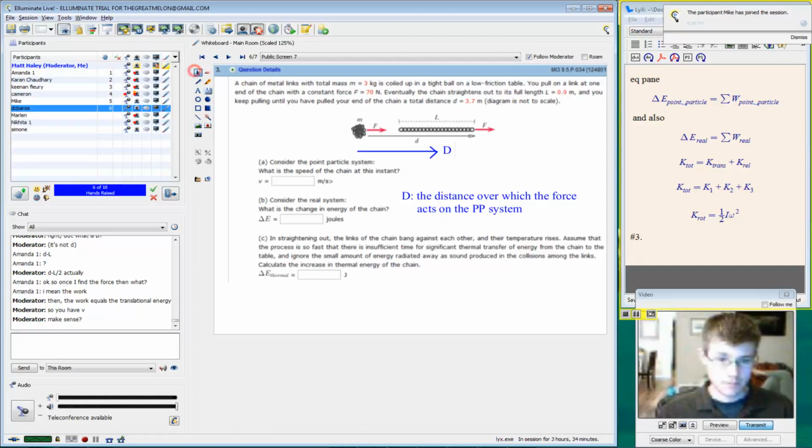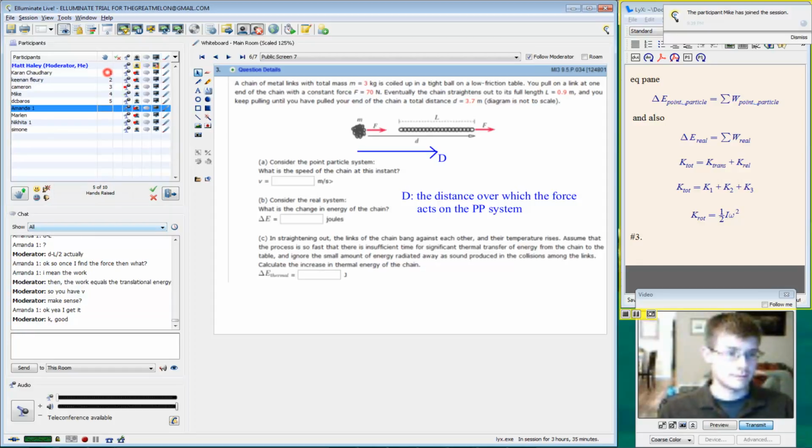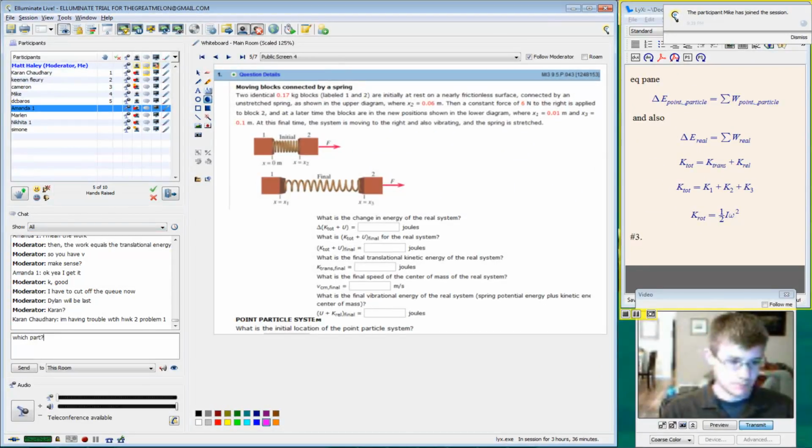Sort of fixing my diagram a little bit, making it cleaner. And probably from there on out, she'll be able to figure out the rest of it. So you don't always need to do the entire problem. Just get them started.